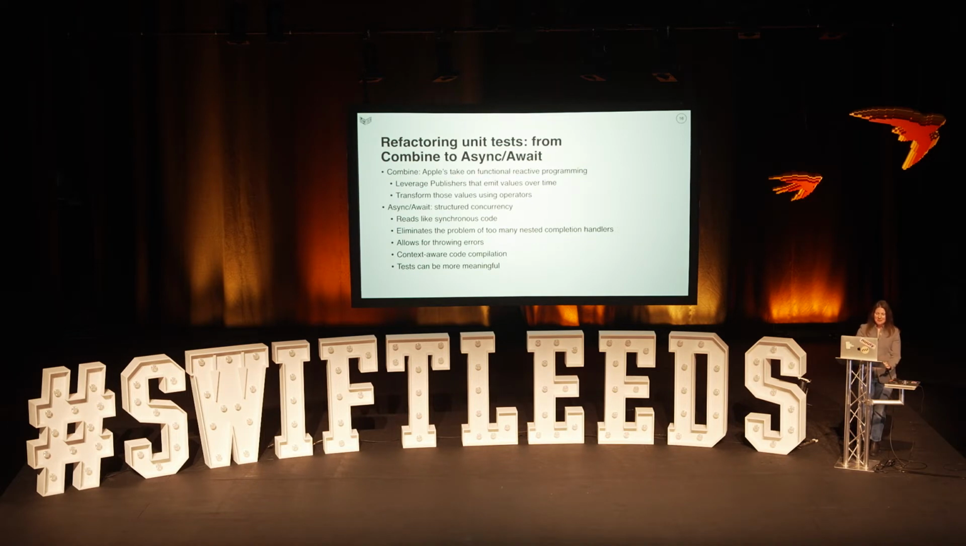So just to review, Combine is Apple's take on functional reactive programming. We leverage publishers that emit values over time. We transform those values using operators. Async await is structured concurrency. It reads more like synchronous code. It eliminates the problem of too many nested completion handlers. It allows for throwing errors. There's context-aware code compilation, which is lovely. And tests can be more meaningful.